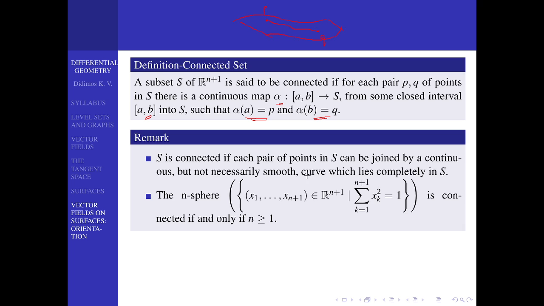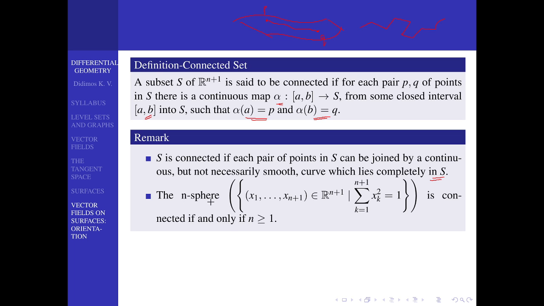S is connected if each pair of points in S can be joined by a continuous map, but not necessarily smooth. This alpha should be continuous and need not be a smooth function. You can construct a function like this. Continuity is only needed for this connectedness. The one thing you should remember is that the curve should be fully contained in S. That is the requirement here: a continuous function whose range is fully contained in S.